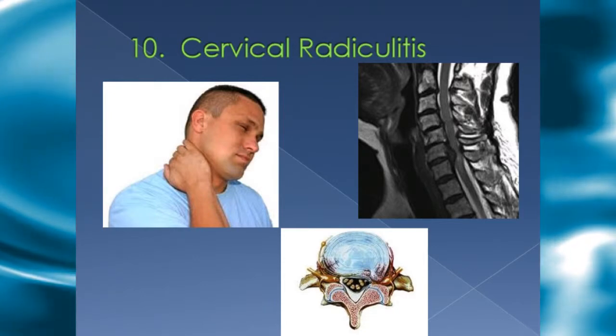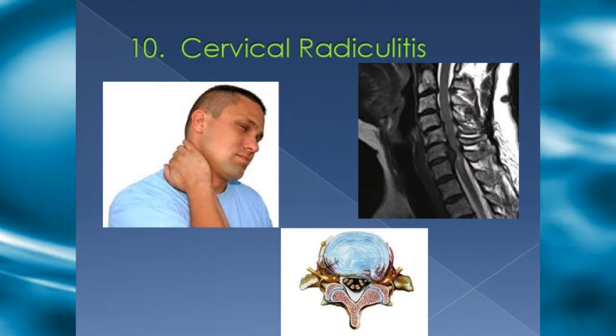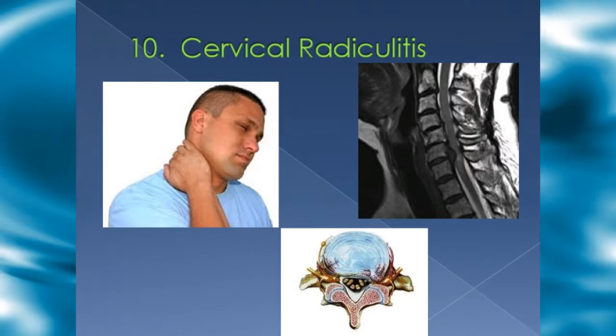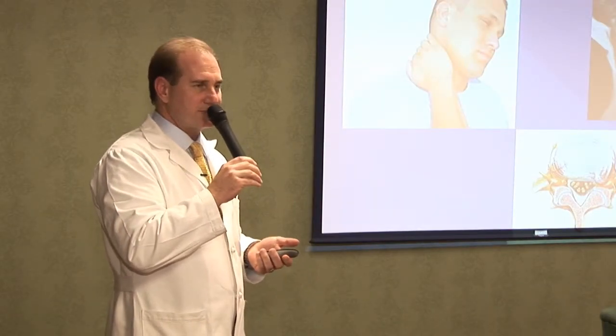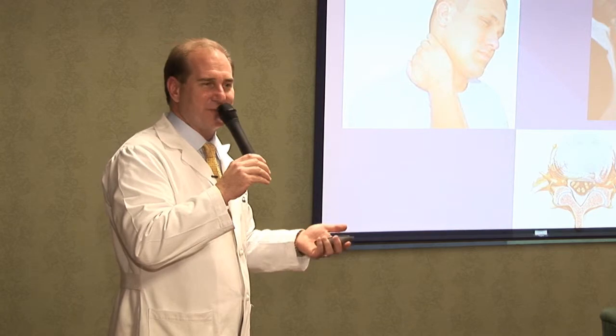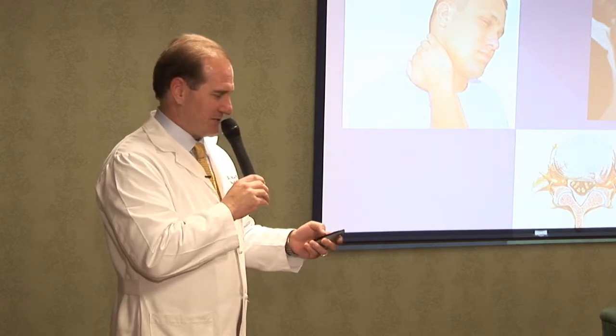Well, you can imagine that if this disc slips out towards the back and starts pushing on the spinal cord, as we see down here, the nerves that go down into the arm can be pinched and cause lots of problems. So just a heads up, not all shoulder pain is actually due to the shoulder.